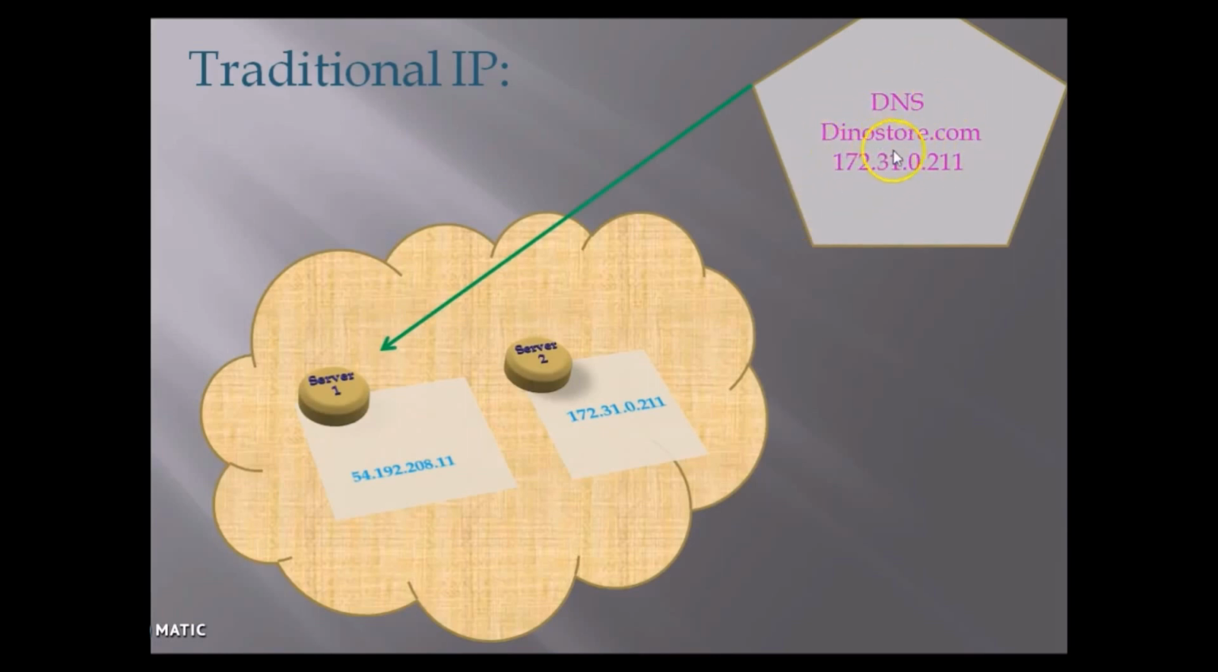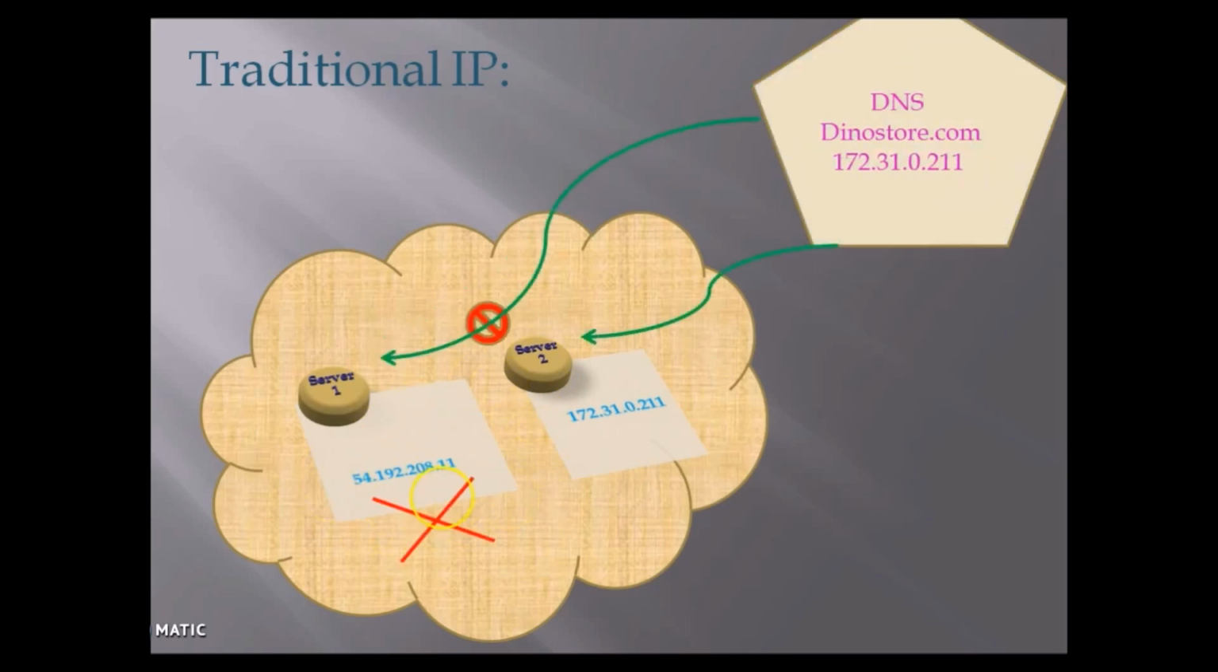Let's assume you have a web application located at dynostore.com, which is associated with a specific IP address in your DNS server. What happens if that server fails? If that server fails, your website will go down. To get your website back, you need a data technician to replace or reconfigure the server. Or, if you have another standby server with a different IP address, you need to change the DNS settings in your DNS server to point to this new IP address.